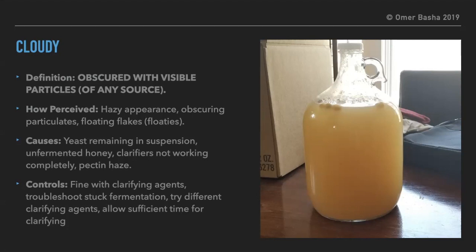It's usually caused by yeast that are remaining in suspension, under fermented honey, clarifiers that are not working completely, or even pectin haze if we used fruit. So to control, we need to fine the mead with clarifying agents, troubleshoot stuck fermentation, try different clarifying agents, and allow sufficient time for clarifying. That's for the cloudy appearance and how to fix it.